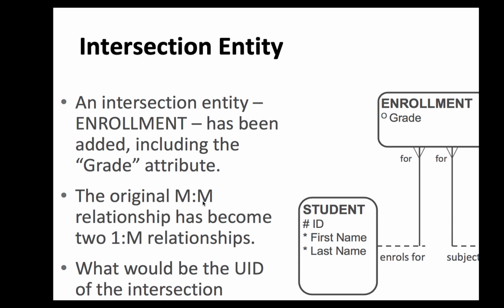So the original many-to-many relationship has become two one-to-many relationships. So from here one and here many. Same is the case from here, subject one and many enrollments. Now we can tackle this issue, right? We can resolve this issue. The original M2M relationship has become two one-to-many relationships.